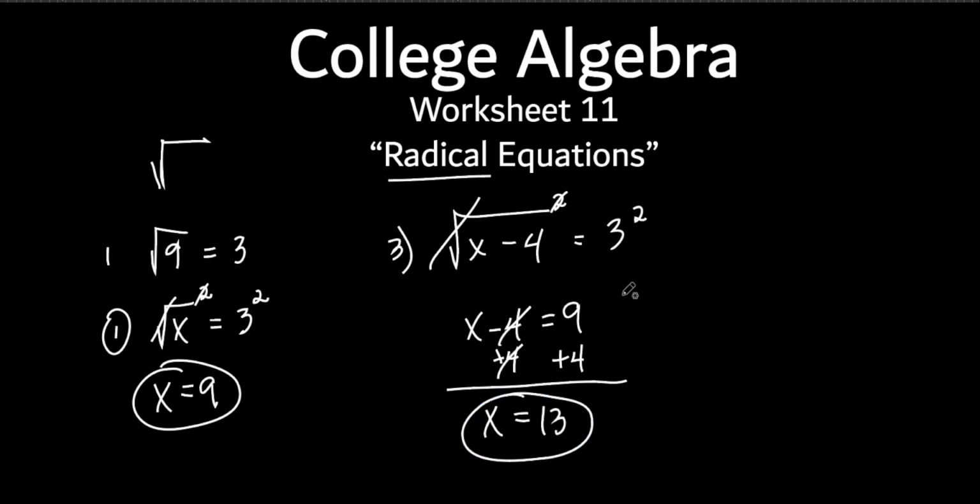We could always check to see if it works, right? Let's put it back into the original problem. Put a 13 in for this x. What's 13 minus 4? That's 9. What's the square root of 9? It's 3. Does it work? Yeah, it does. So that's always nice.